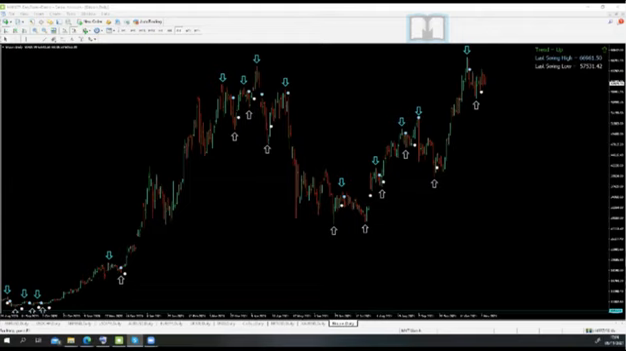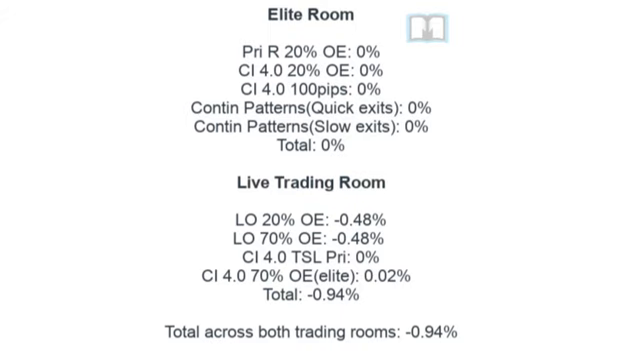Okay, so what we'll do now is I'll give you the figures for this week. This week in the elite room, we did not take any trades, so nothing formed and set up for us in the elite room. Therefore, on the primary runners 20%, it was 0%. On the cash in 4.0 20% OE it was 0. The cash in 4.0 pips was also 0. Continuation patterns, quick exit and slow exits, both on 0. So there's nothing on the elite room this week.